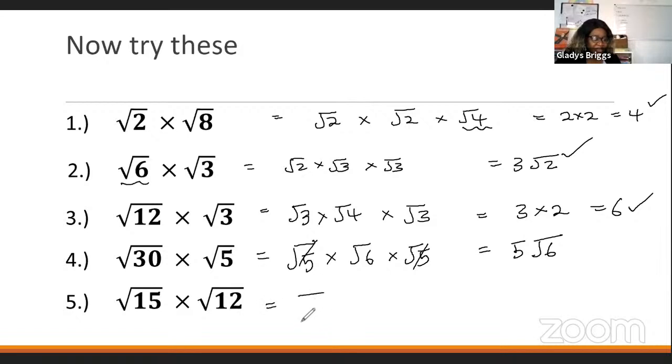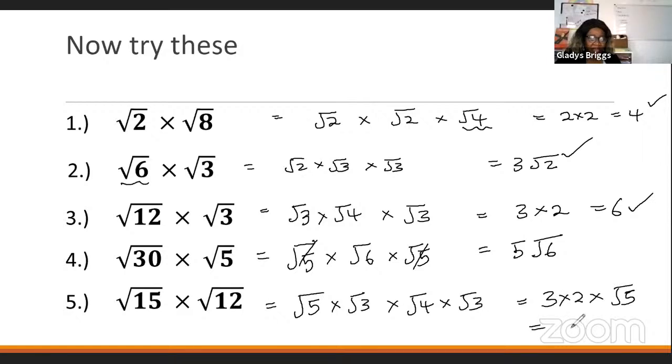The last one is root 5 times root 3 times root 4 times root 3. So root 3 times root 3 is 3, root 4 is 2, times root 5, and that would be 6 root 5. Did anybody get that right? Well done, Abdurrahman. Yeah, well done, Hamad.